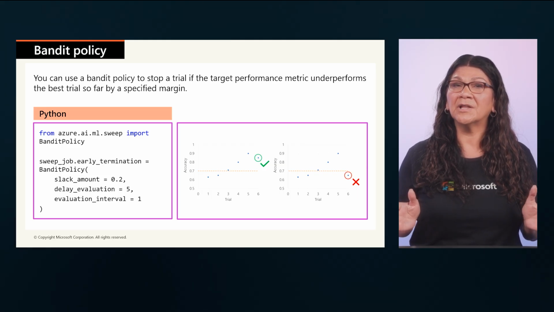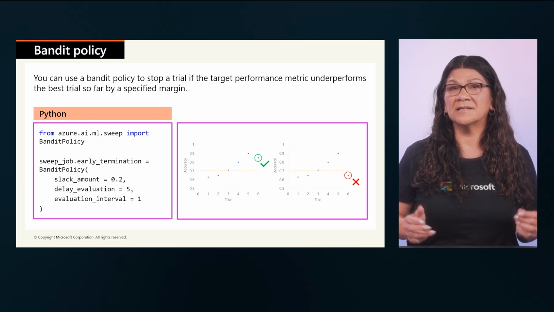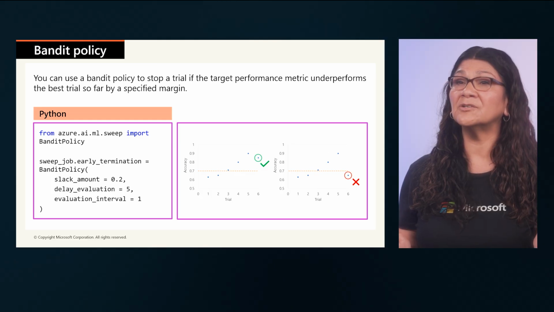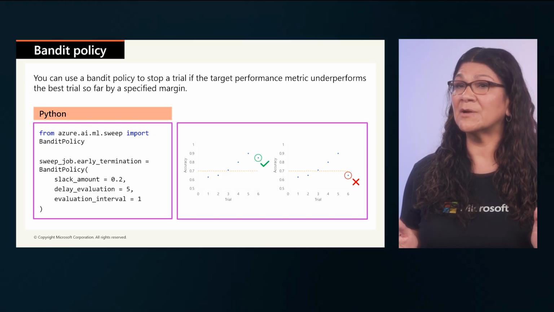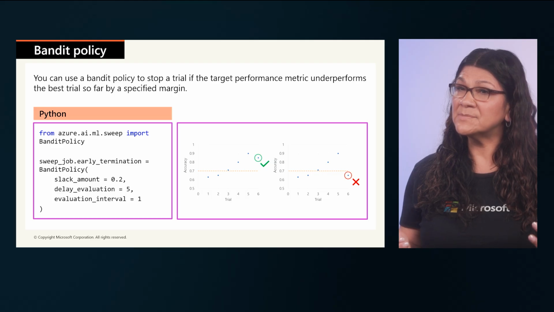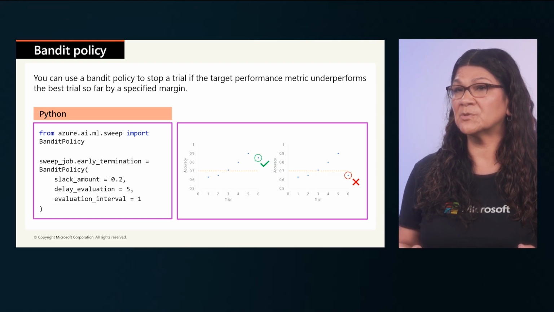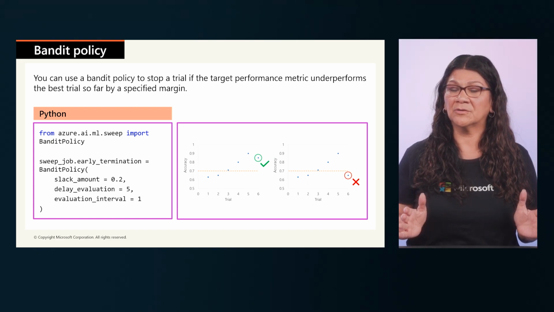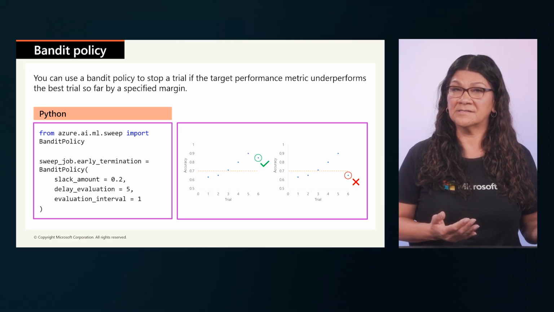You can also apply a bandit policy using a slack factor, which compares the model's performance as a ratio instead of an absolute margin. Consider when tuning a classification model, early trials might reveal that only a subset of hyperparameter combinations achieve acceptable accuracy. The bandit policy quickly halts the weaker trials, so compute is redirected to better candidates.